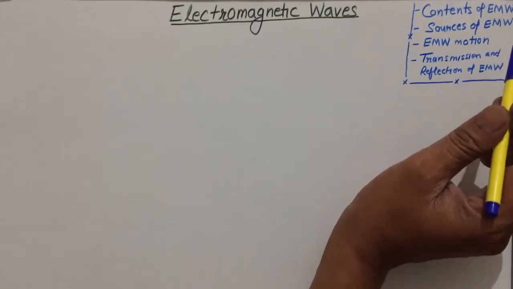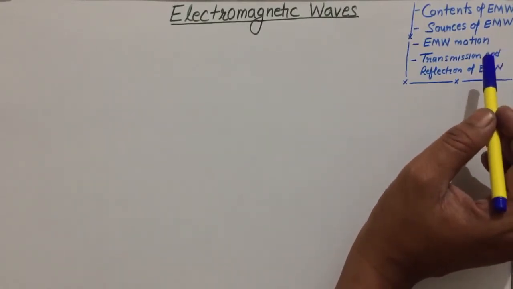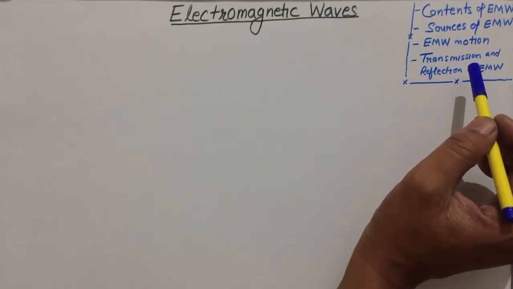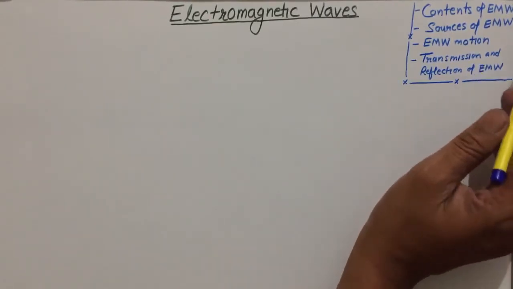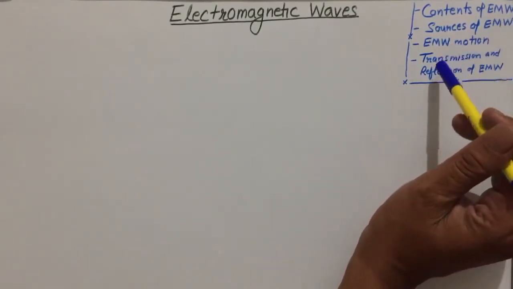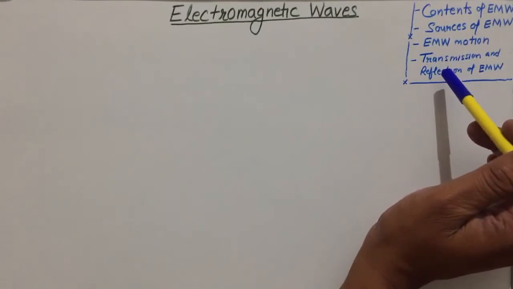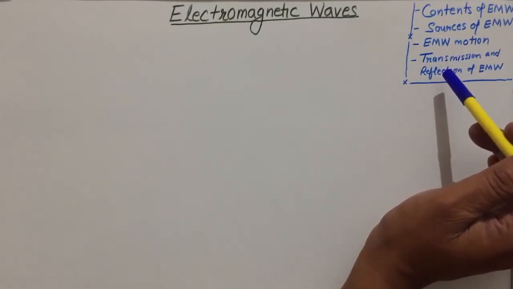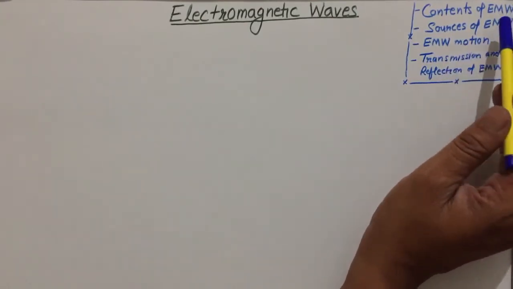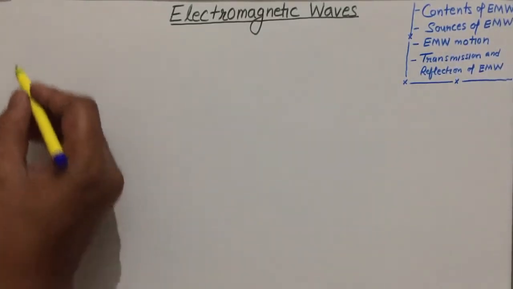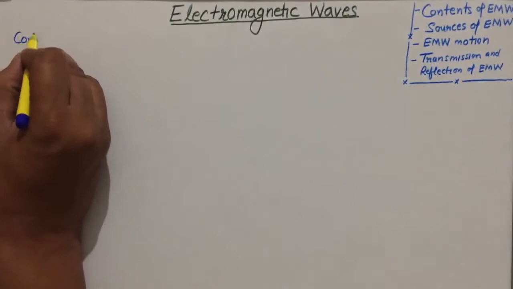And we will discuss the power considerations, reflection and transmission between two different media. So in this way, in this unit, our main concern are these few topics. So we will start from contents of electromagnetic waves. So let us start from contents of electromagnetic waves.